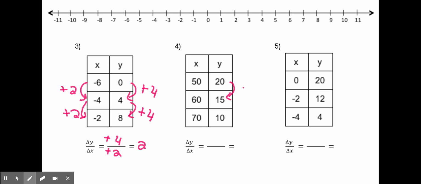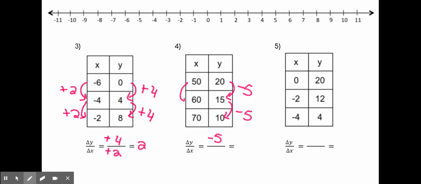So how do I get from 20 to 15? Well, from 20 to 15, I go down. And I can do this on a calculator. 20 minus 15 is 5. So I go down 5. How do I go from 15 to 10? I'm going down, right? And 15 to 10, I'm subtracting 5. Okay, so my change in y, that's always on the right, my change in y is negative 5.